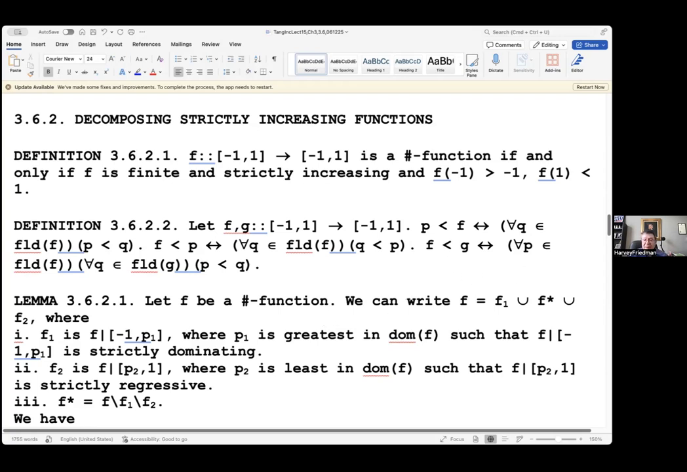See, if I had f of -1 equal to -1 here instead, that's false, because that would contradict assumption 3, which is being used here. All right. So f of -1 greater than -1 and f of 1 less than 1 is the definition of a star function. It has to be strictly increasing also.